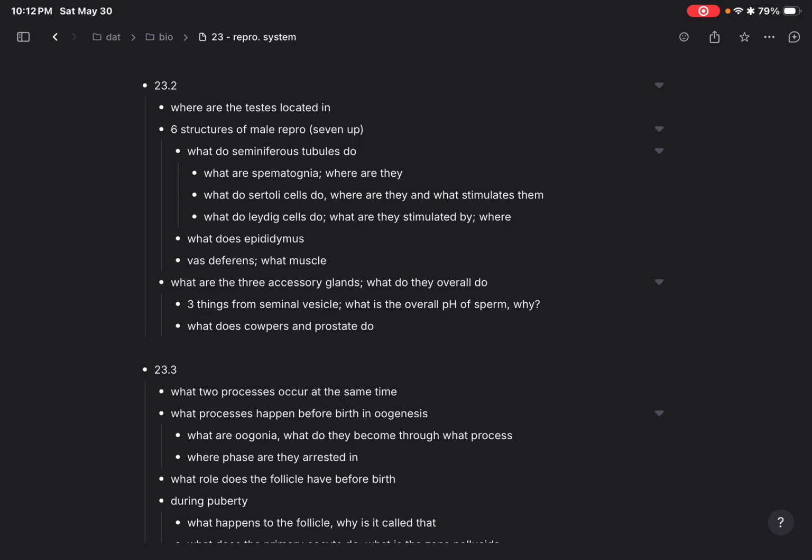It's a little awkward. But what do seminiferous tubules do? That's where spermatogenesis occurs. They're the ones making the sperm. So spermatogonia, those are like the primary, like the OGs, bro. Like from the very beginning.